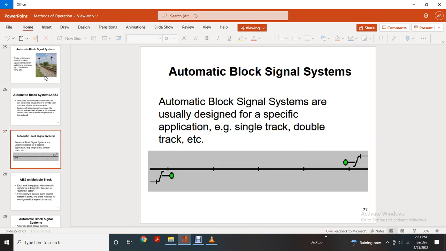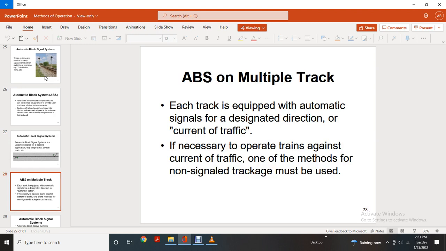Automatic block system on multiple tracks. Each track is equipped with automatic signals with a designated direction of traffic. For the operation of a train against the current of traffic on the track, one method of non-signal authority must be used.